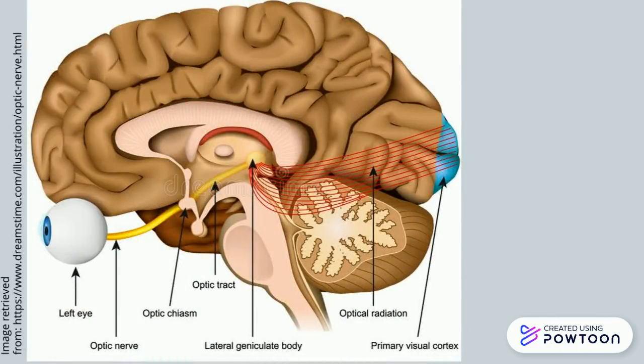From the optic chiasm, the impulse enters the brain through 2 optic tracts, which terminate in the lateral geniculate nuclei of the thalamus, and then project via the optic radiations to the ipsilateral primary visual cortex.